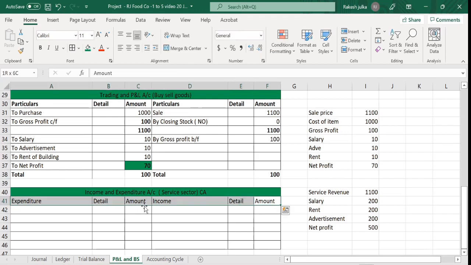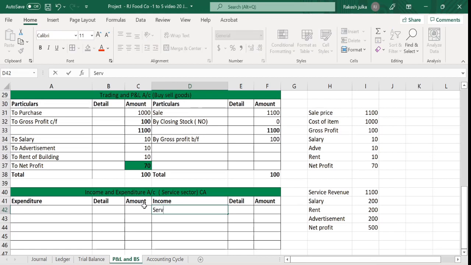So now I'm going to write it here. Services that we have provided to some customers. Then I'm going to write here service revenue. And this is known as sales and sales revenue in the case of trading and profit and loss account, especially the trading account. Service revenue, how much we have received, earned: $1,100.